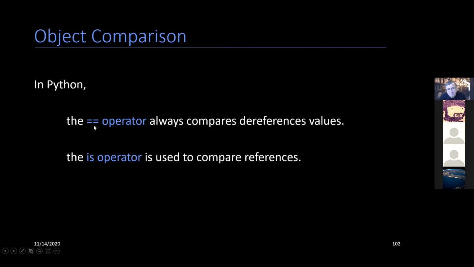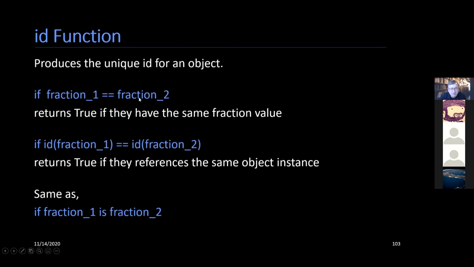I'm sorry, I said it wrong. The double equal compares the dereferenced values. So the double equal will compare the values we want it to compare, not the locations, but the actual values in the objects. So that does what we want it to do normally. If we want to know if it's two names for the same object, then we use is. So in this case, we can use double equals on two fractions. And if they both have the same values in those two separate objects, it will come back true.